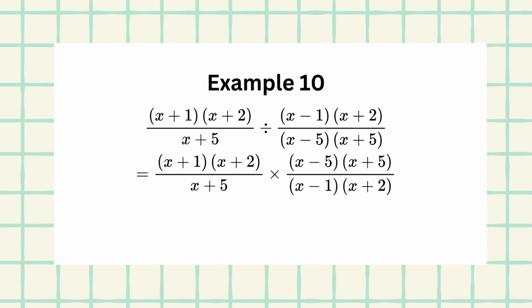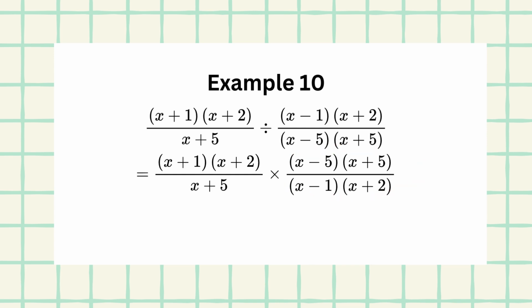Now, we've got the biggest and the hardest one. Well, not really. I think you can work this out. So we've got x plus 1 times x plus 2, they are in brackets, over x plus 5. Then divided by x minus 1 times x plus 2, again in brackets, over x minus 5 and x plus 5, in brackets as well. So we do stay, change, flip. You can see it right there. We change the division to multiplication, and the numerator becomes the denominator, and the denominator becomes the numerator.